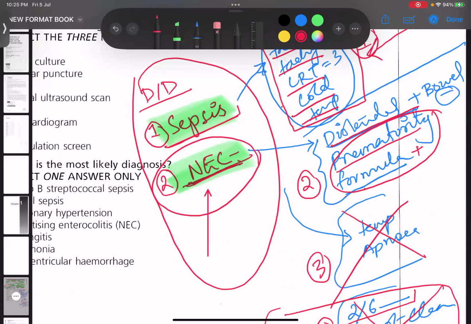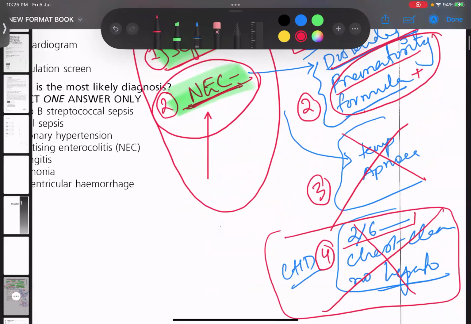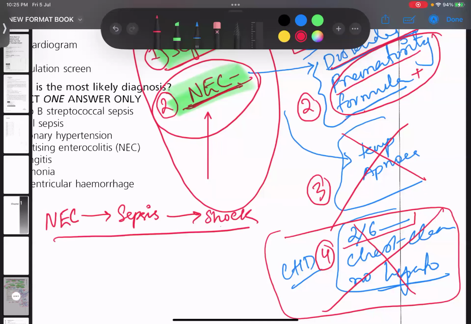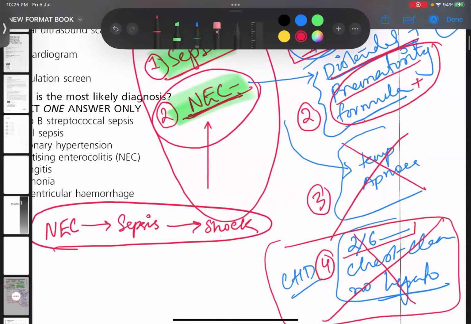In this case, the reasonable explanation would be the child actually developed NEC, and from NEC, the child develops sepsis, then from there, septic shock. So the reasonable explanation is the child developed NEC, from NEC, sepsis, okay, septicemia, and from septicemia, septic shock. So I'm considering more of NEC.